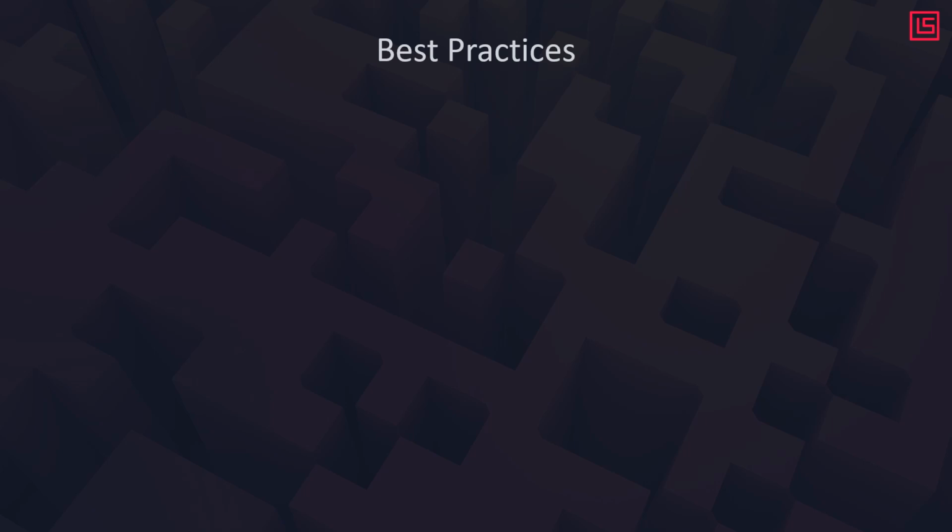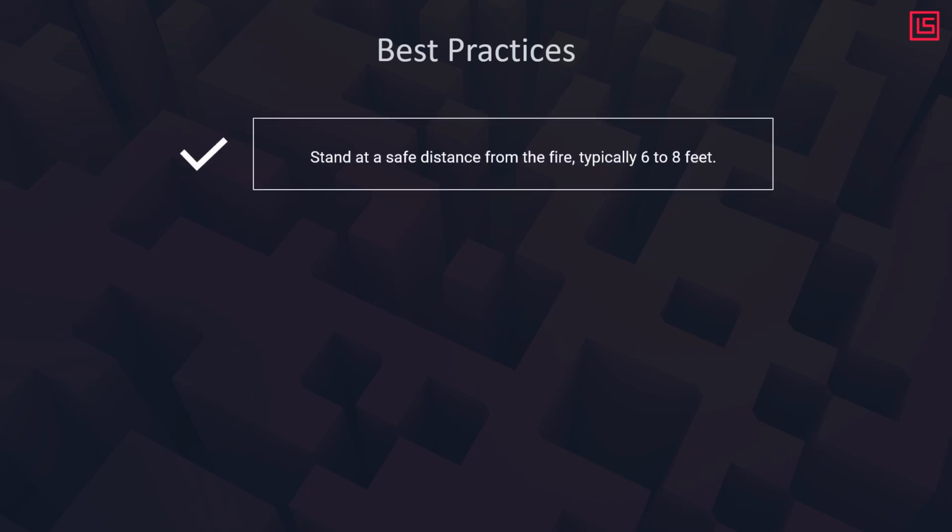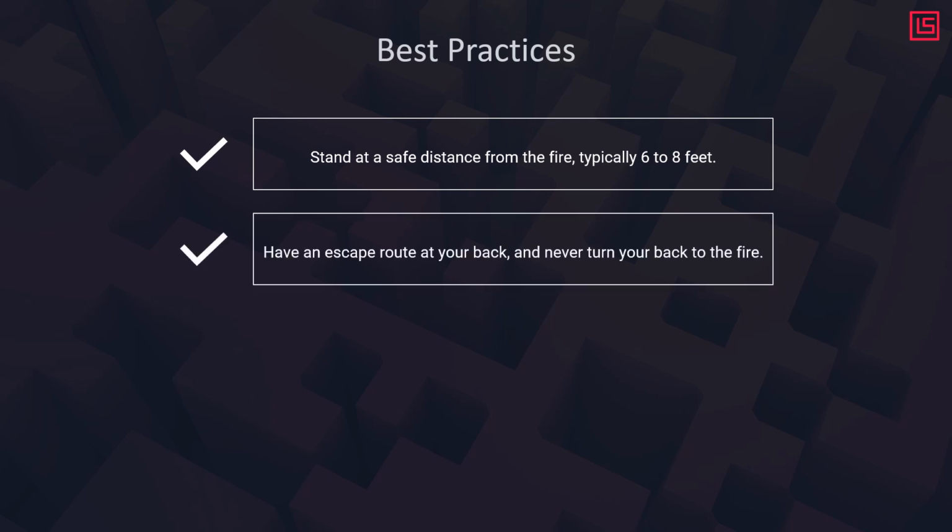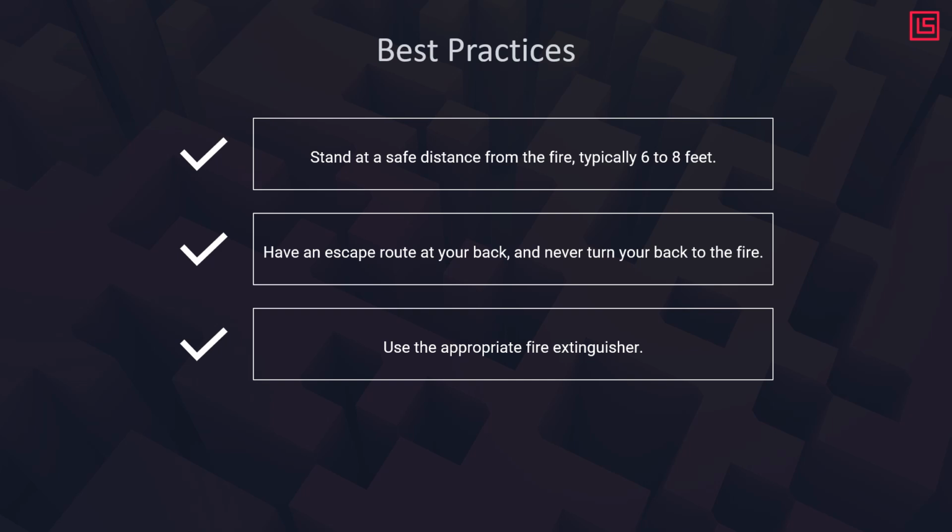Always follow these best practices when extinguishing a fire. Stand at a safe distance from the fire, typically 6 to 8 feet. Always have an escape route at your back and never turn your back to the fire. Use the appropriate fire extinguisher for the type of fire you are facing.